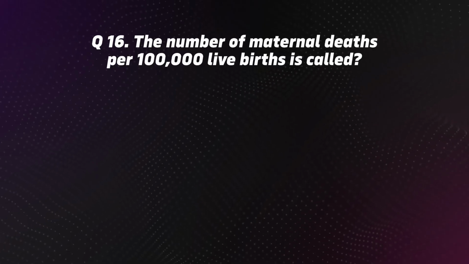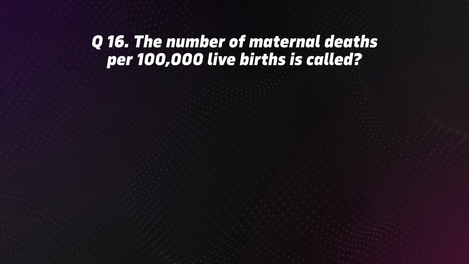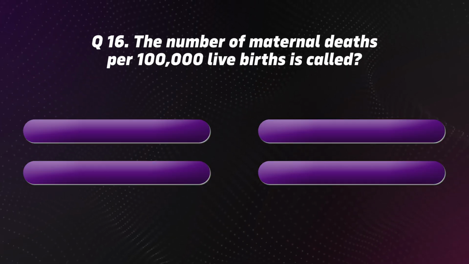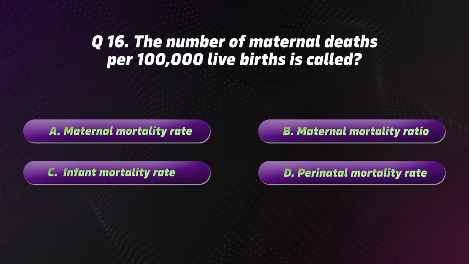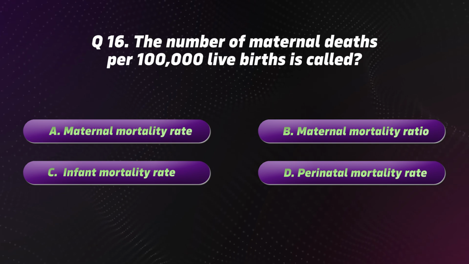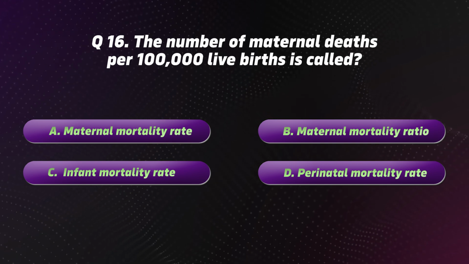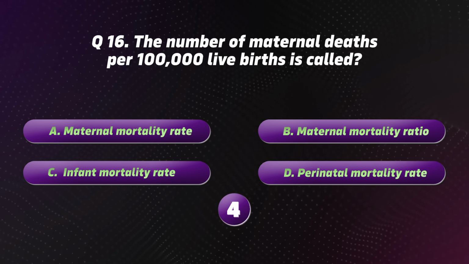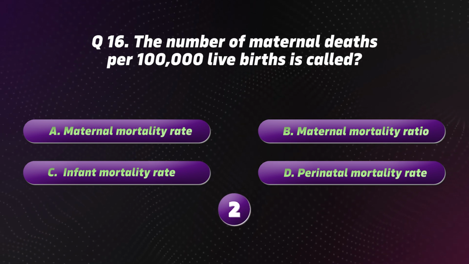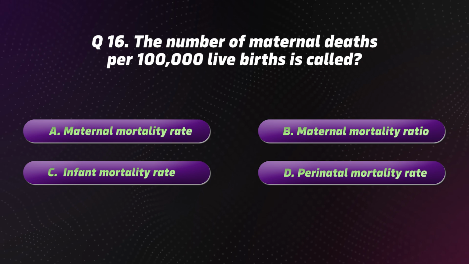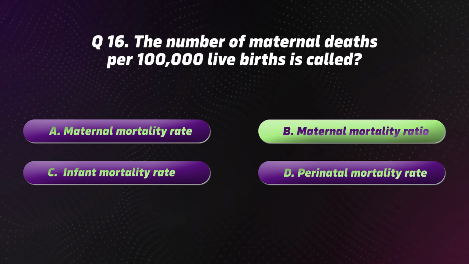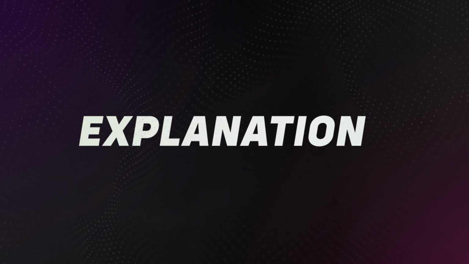Question 16. The number of maternal deaths per 100,000 live births is called. Here are the options. A. Maternal mortality rate. B. Maternal mortality ratio. C. Infant mortality rate. D. Perinatal mortality rate. And the correct option is B. Maternal mortality ratio. Here is the explanation.